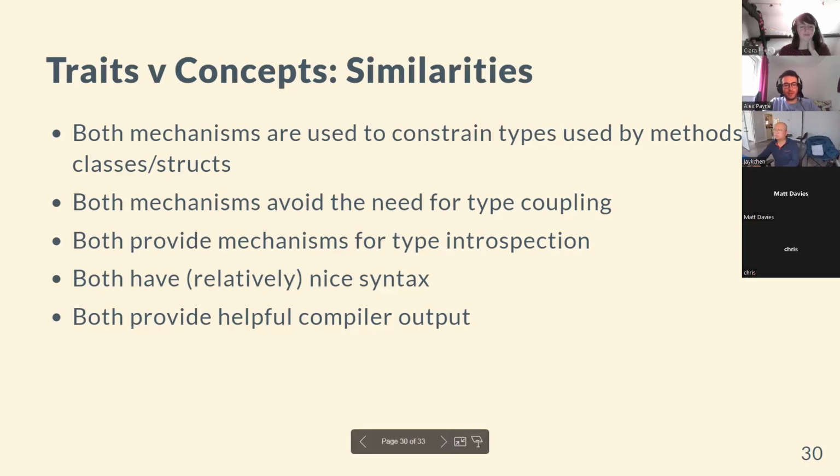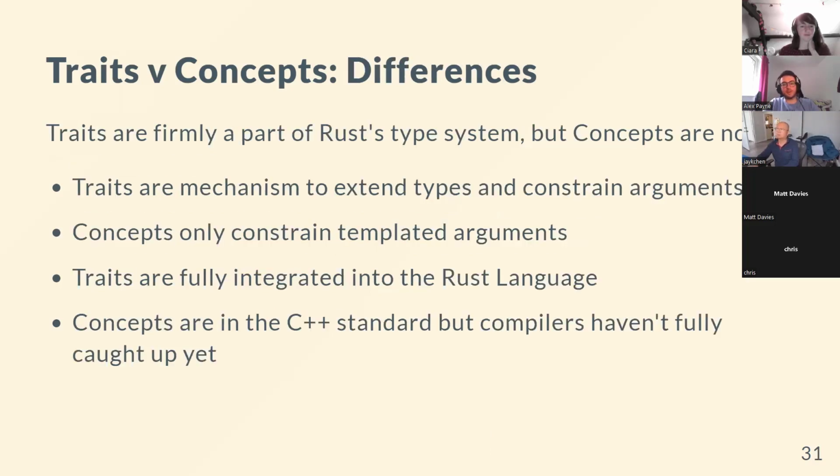But of course, they've got some extreme differences too. And I think the biggest one, if you take away nothing else from this talk, it's probably this difference here. Traits are firmly a part of Rust's type system, and concepts are not a part of C++'s type system. So traits are additionally a mechanism to extend types and constrain arguments, but concepts only constrain arguments. And additionally, there's also a key difference in that traits are fully integrated into the Rust language. They're well established. They've been there for quite a while. I think they might have been in the first release.